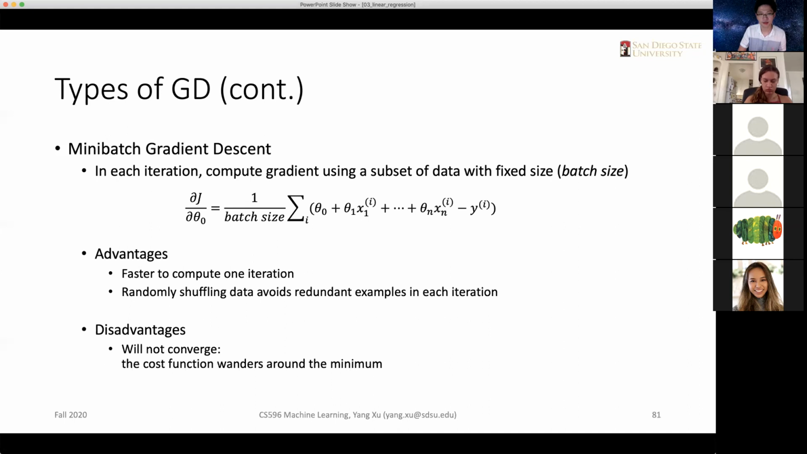The disadvantage is that it will not converge in theory because we're not using the globally accurate gradients. The gradients computed from a mini-batch are an approximation, approximated values with some randomness brought in. So eventually the cost function will wander around the minimum points in mini-batch gradient descent.